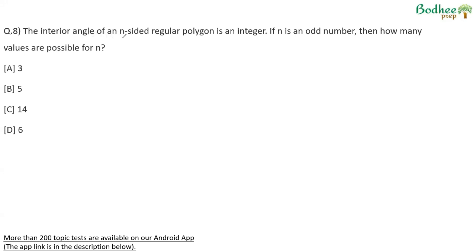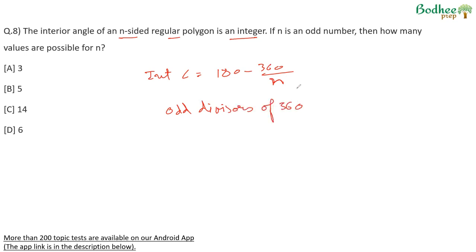The interior angle of an n-sided regular polygon is an integer. The interior angle of an n-sided polygon is given by 180 minus 360 by n. This is an integer. n is an odd number. How many values are possible for n? So basically, 360 should be divisible by n. In that case, we'll keep getting an integral value. Also, n is odd. So we look at odd divisors of 360. Also, the value of n should be greater than or equal to 3 for a polygon.